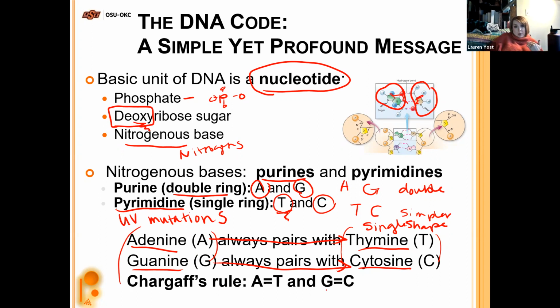I remember this pretty simply because G's and C's look similar, so they're going to bind together. The G's and the C's are both round, so they're going to stick together. So the A's and the T's are going to stick together. That's how I divide those up. Okay.